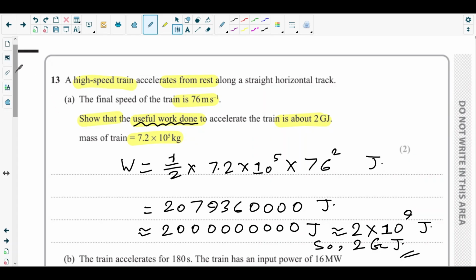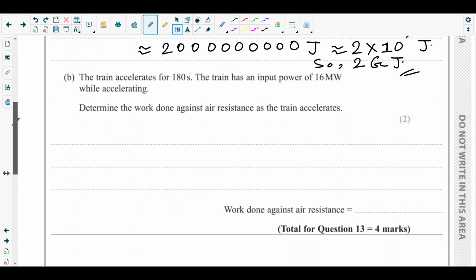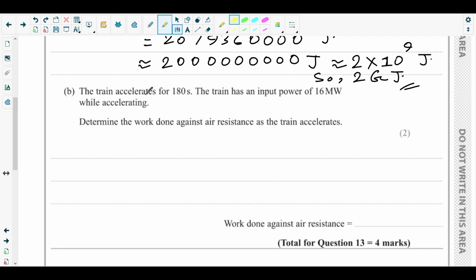Okay, next is part B. In part B, the question says the train accelerates for 180 seconds. The train has an input power of 16 megawatt while accelerating. Determine the work done against air resistance as the train accelerates.